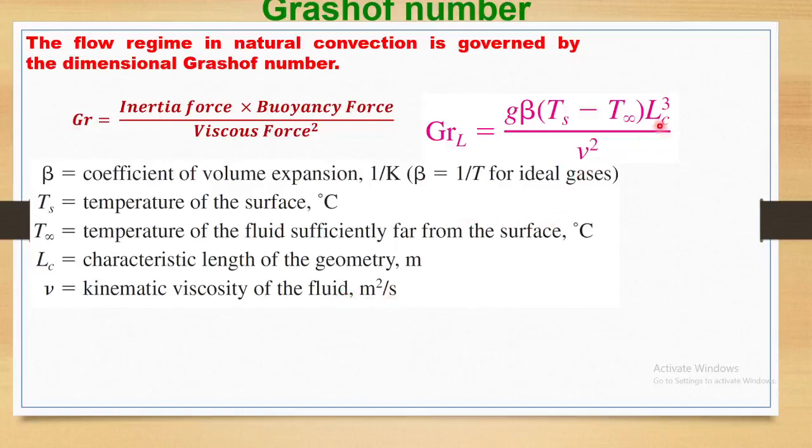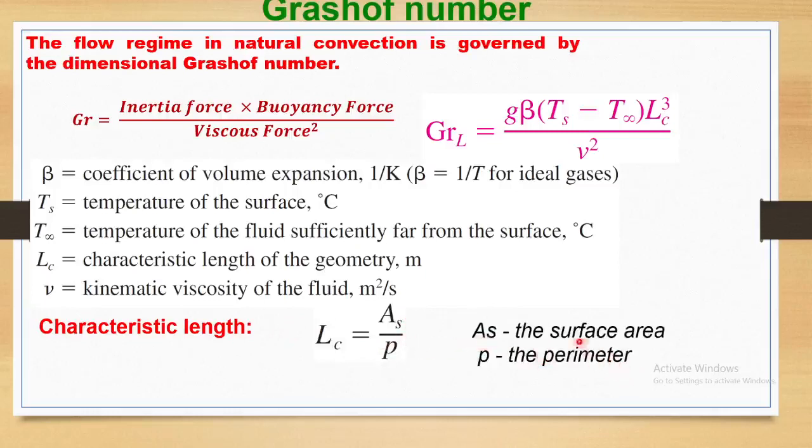Here Lc is a very important parameter. So this characteristic length Lc will be As by P, where As is the surface area and P is the perimeter, and this will be for horizontal surface. So if a surface is placed horizontally, its characteristic length will be calculated by Lc is equal to As by P to calculate Grashof number.